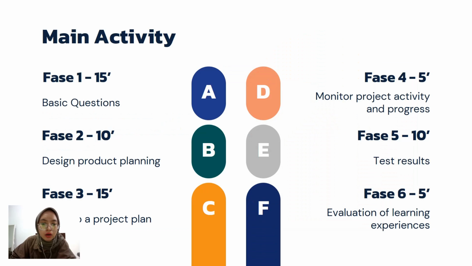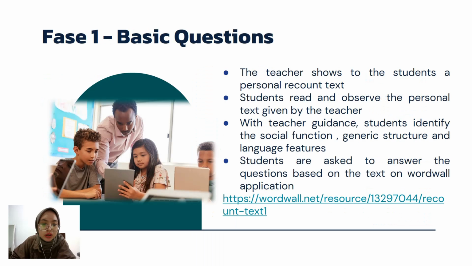After that, we will move on to the main activities. It's around 60 minutes and it's divided into 6 phases. It starts with phase 1, the basic questions. In the basic questions, the teacher shows the students a personal text, and after that the students read and observe the personal text given by the teacher, and with the teacher's guidance, the students identify the social function, the generic structure, and the language feature.